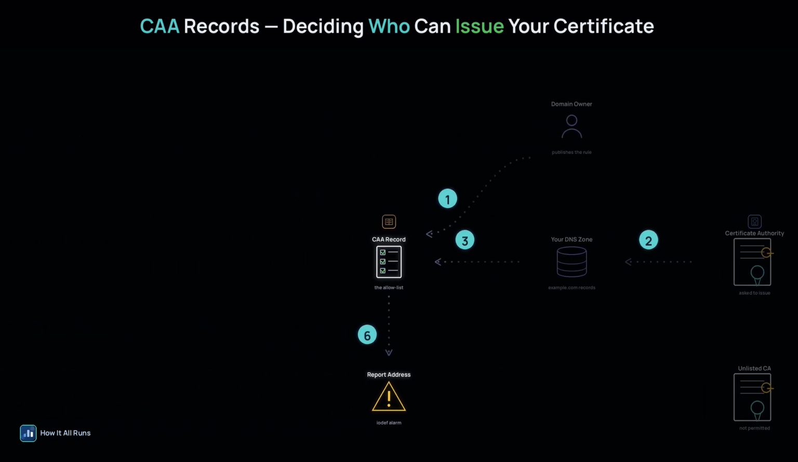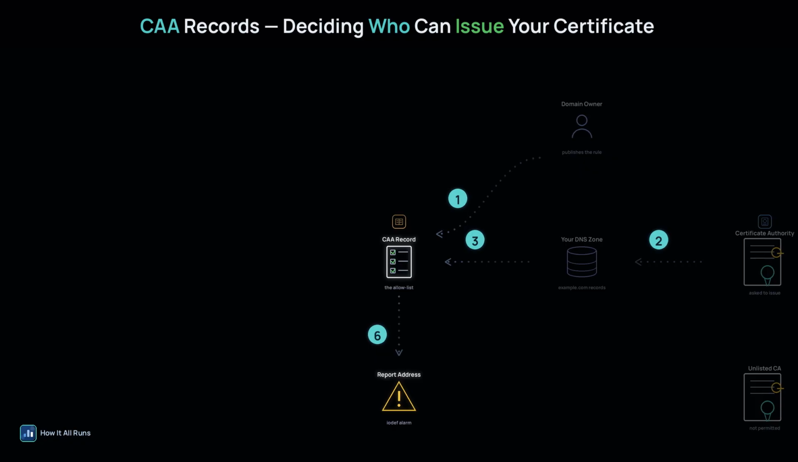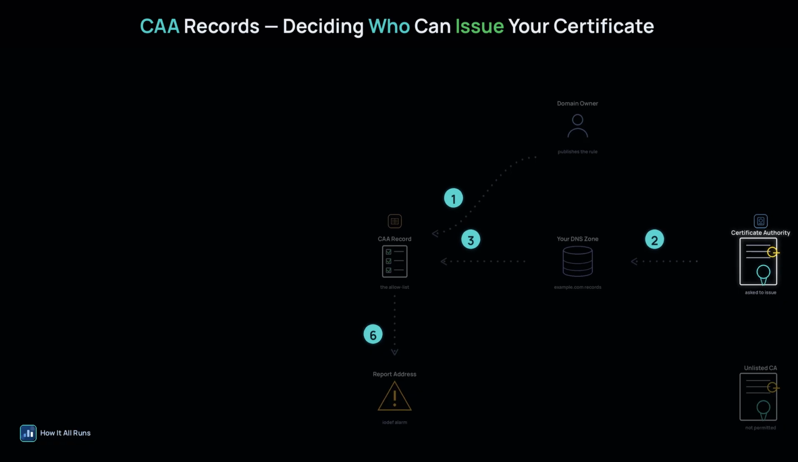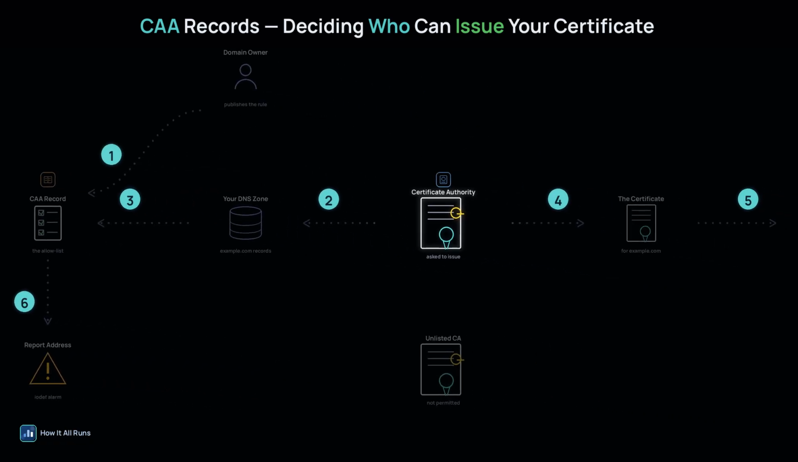Worth knowing, there are three tag types. Issue names authorities allowed to make normal certificates. Issuewild controls wildcard certificates separately, so you can be stricter about those, and iodef is the reporting address we just used. The whole scheme leans on authorities actually obeying.